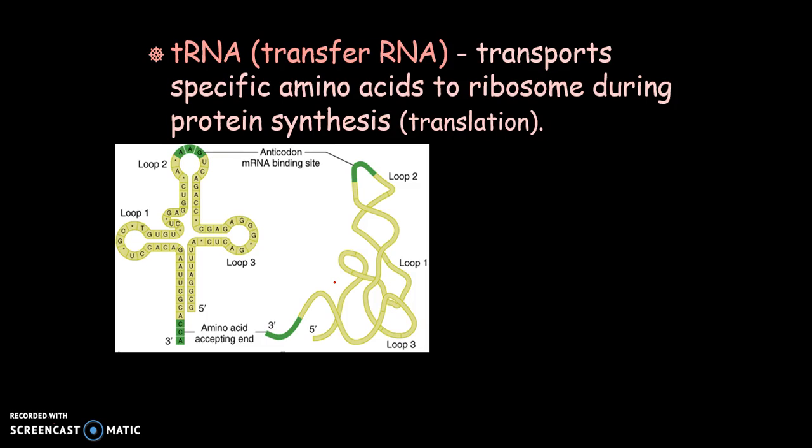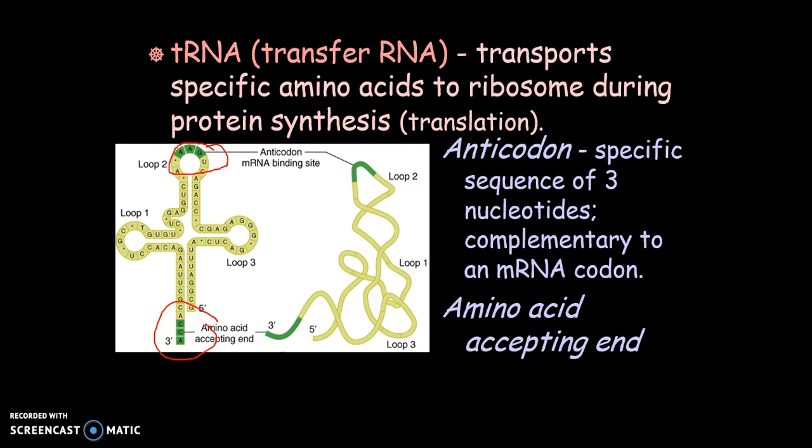It's highly wound together, and we're going to be dealing with this structure when we talk about translation. Now, I want to point out that we have a site that's called an anticodon, which is 3 bases that are complementary to the mRNA. And then we have an area that's going to hold an amino acid, which is the whole point of translation, is bringing in the amino acids to the ribosome. Okay?